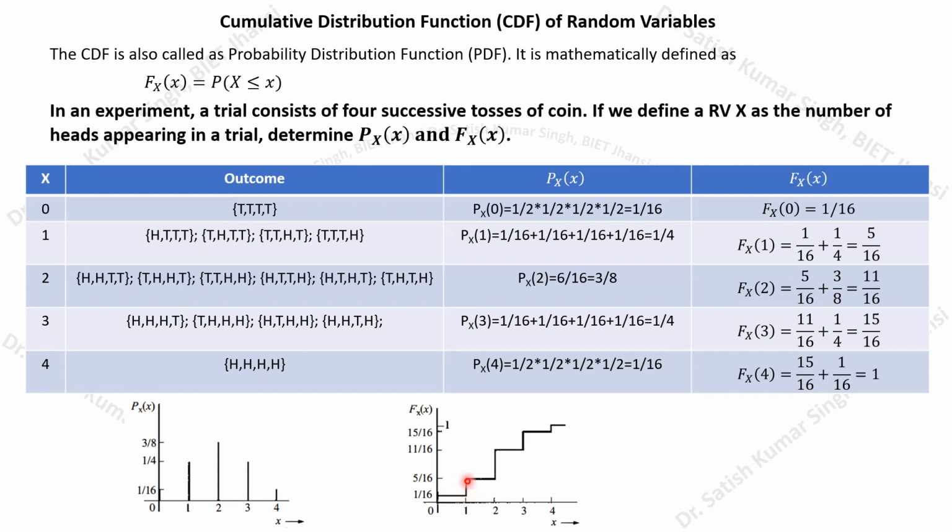At X equals 1, this probability of 1 by 4 is added up, and the value becomes 5 by 16. Again at X equals 2, the value stays constant up to that point, then this probability is added up and it becomes 11 by 16. Then here it becomes 15 by 16, and then here it becomes 1. This way you can plot your cumulative distribution function.